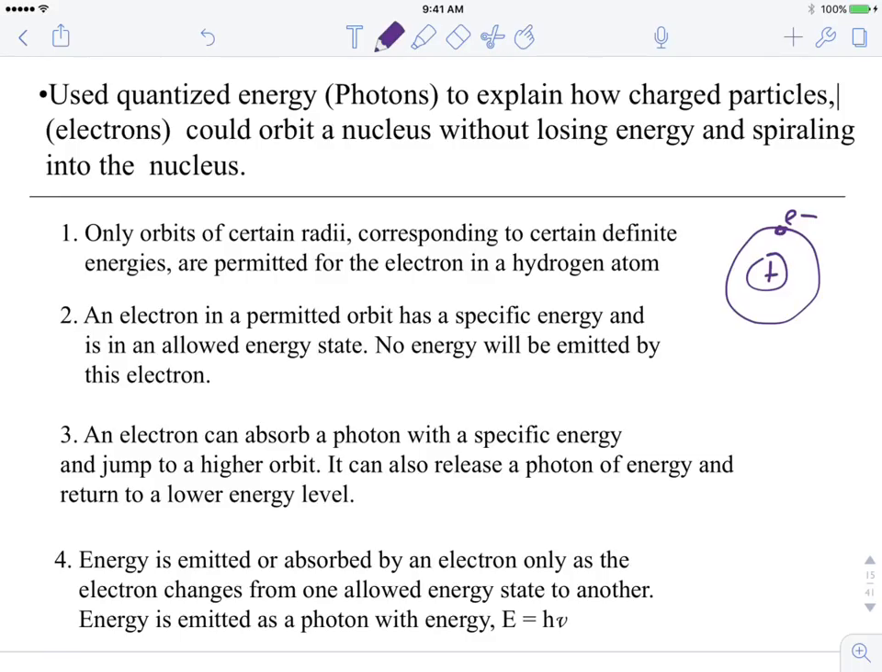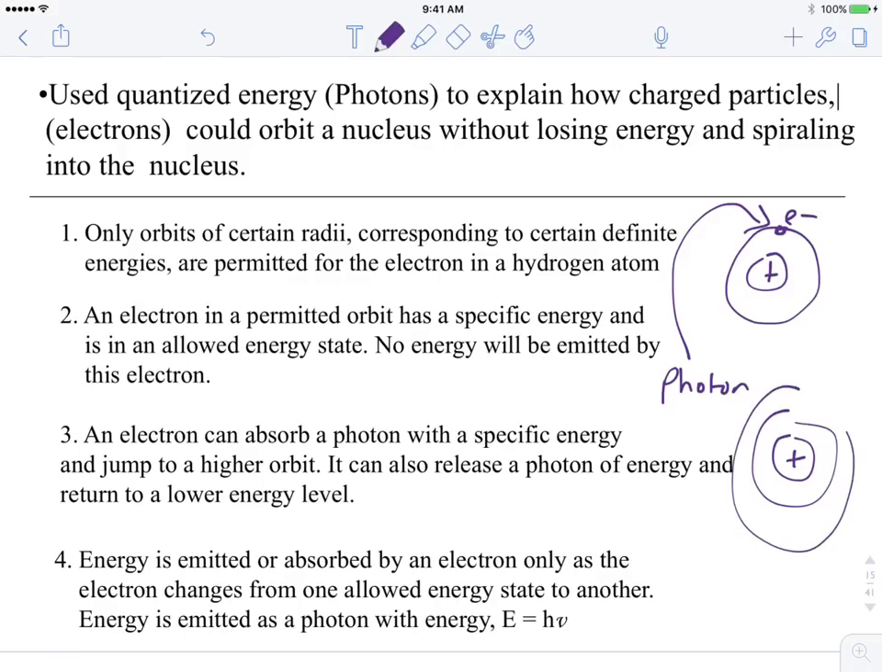Now, if a photon comes in, so here's my photon coming in, this photon can be absorbed by the electron. And what will happen is this electron will now jump up to a higher energy level. If the electron goes back down to the ground state, it will then release that photon in the process. You can see these photons being released because you can see the color of light being given off by an atom when it returns back to its ground state.